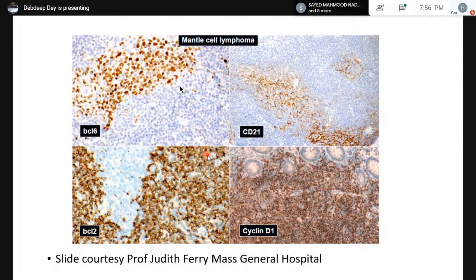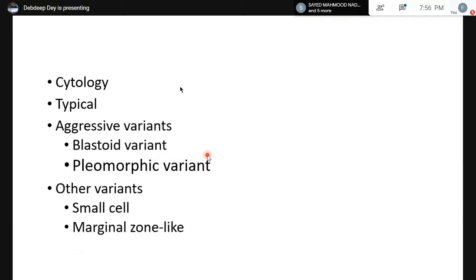Now, there are different cytological variations. We have the classical mantle cell lymphoma, which I described, the aggressive variants, which are the blastoid and the pleomorphic variant. The blastoid variant, as I showed you in the CNS case, can be mistaken for a lymphoblastic lymphoma. So you have to do your TDT and CD10, as well as your cyclin D1. The pleomorphic variant can be mistaken for a DLBCL.